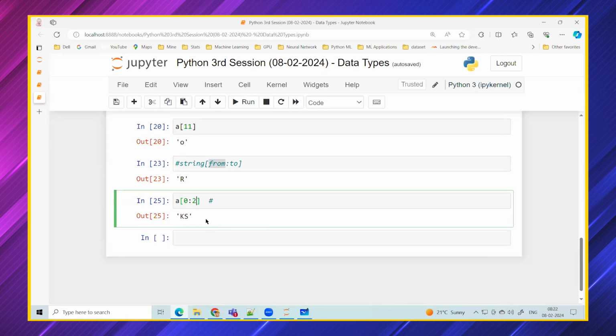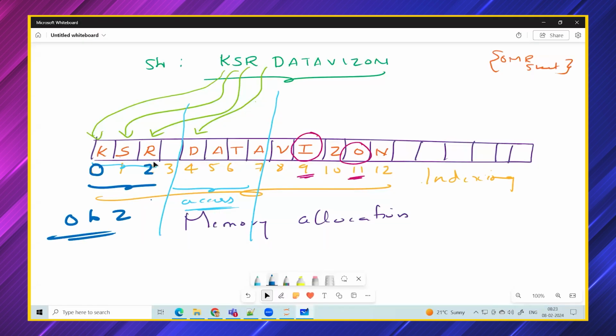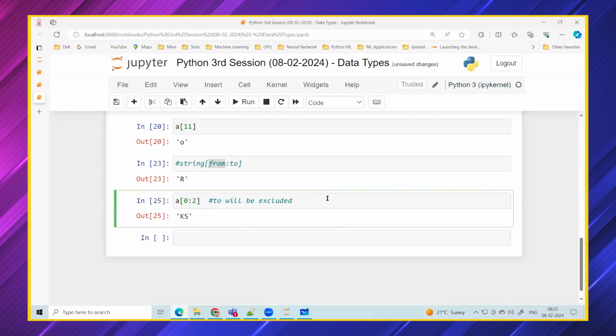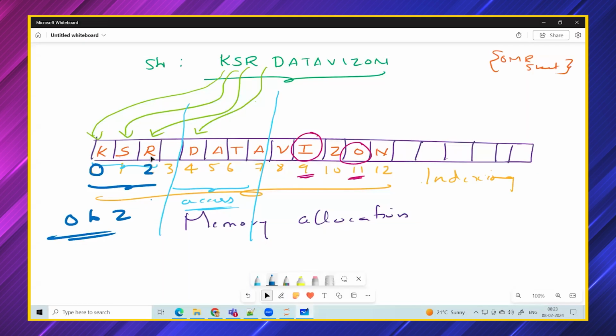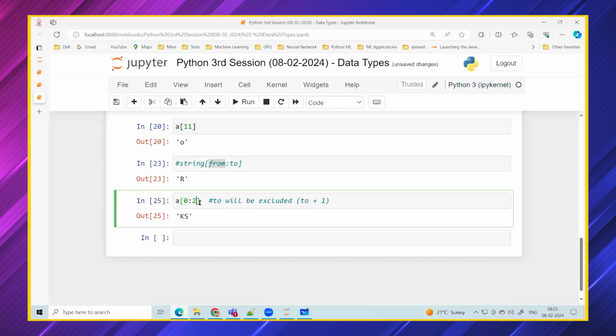But while doing this, please observe carefully that the 2 that you're giving will always be excluded. That means whenever you give 2, that second element will be excluded. So always make sure you handle it as 2 plus 1. If you want from K to R, the R is not the end point. Always you have to go 1 more than that. So I would say it is 3. So it is KSR. Okay.